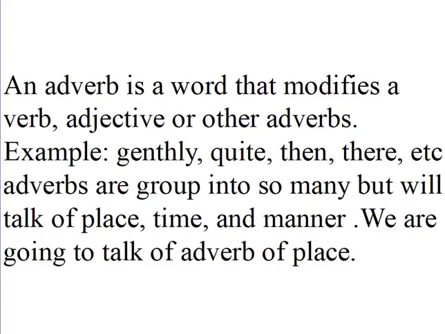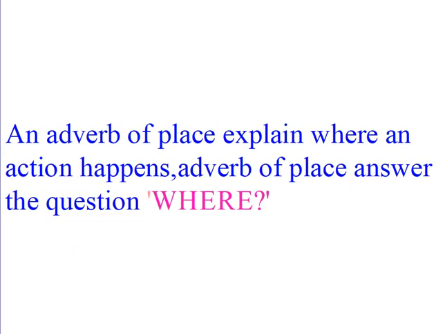Now, when you talk of adverb of place, first, the definition of adverbs: an adverb is a word that modifies a verb, adjective, or other adverbs. Examples are gently, quiet, then, there, and many more. Adverbs are grouped into so many types, but we'll talk of place, time, and manner. We are going to talk of adverb of place.